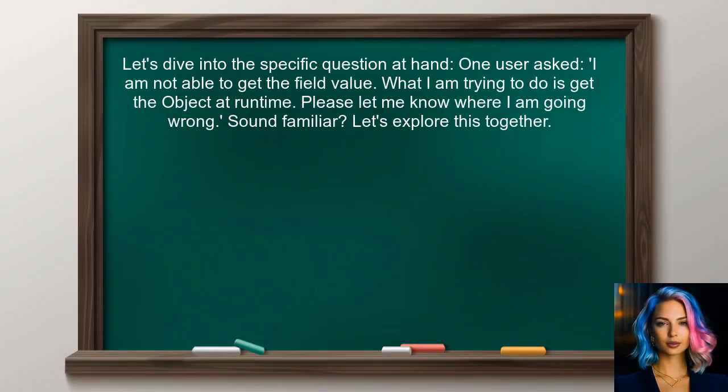Let's dive into the specific question at hand. One user asked, "I am not able to get the field value. What I am trying to do is get the object at runtime. Please let me know where I'm going wrong." Sound familiar? If so, let's explore this together.